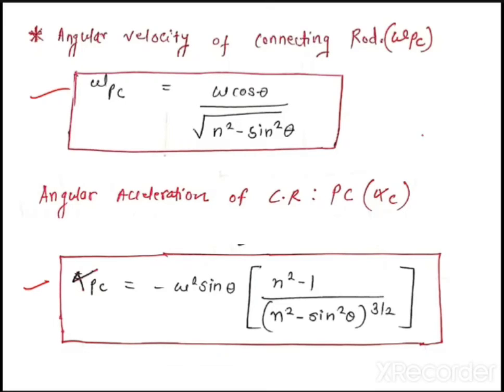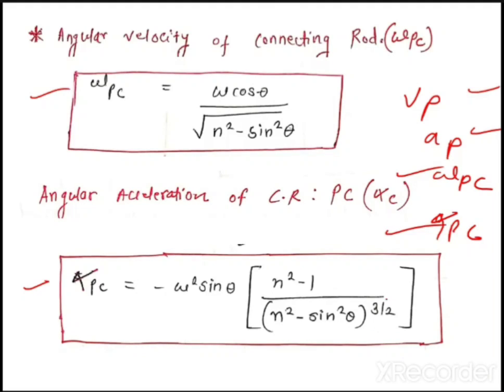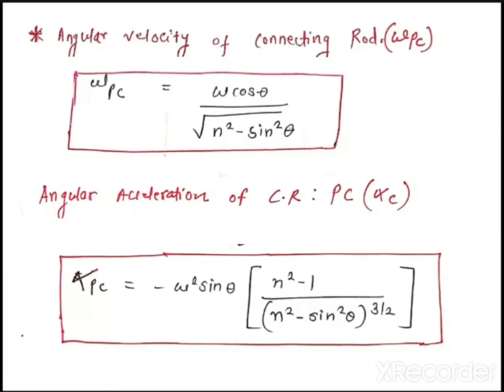See, first of all, tell me why I need this VP, this AP, this omega PC, and this alpha PC. Because I have to find out the forces acting on each component. If you want to find the forces, it is a dynamic condition. So if you want to find what forces are acting on each component, what is their magnitude and direction, you should know VP, AP, omega PC and alpha PC. Okay, so I have found these from this small derivation, and I got this. Is it clear?